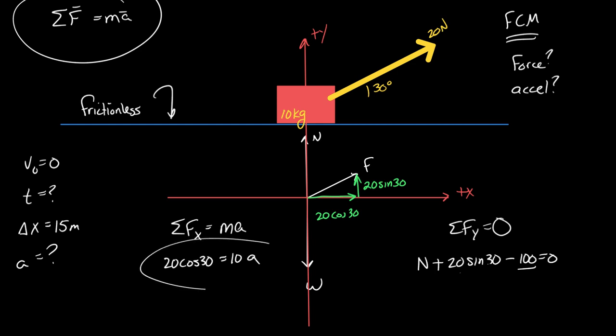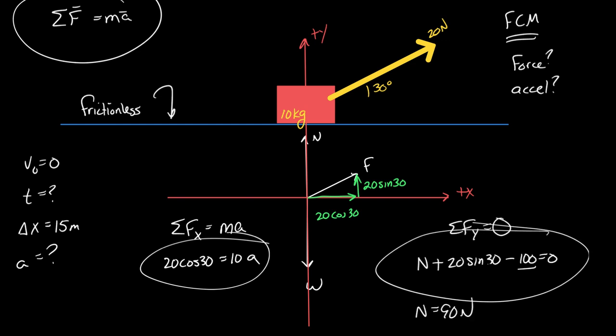I'll remind you that the force concept model only can generate a relationship that maybe you can use to solve the problem. It generates one relationship for each direction. We've generated our two relationships. We can find the normal force, it's 90. Not particularly useful if I'm trying to figure out how long it takes the object to go 15 meters. However, I can find the acceleration. Isn't it 1.7? I think that will help us solve our problem here.